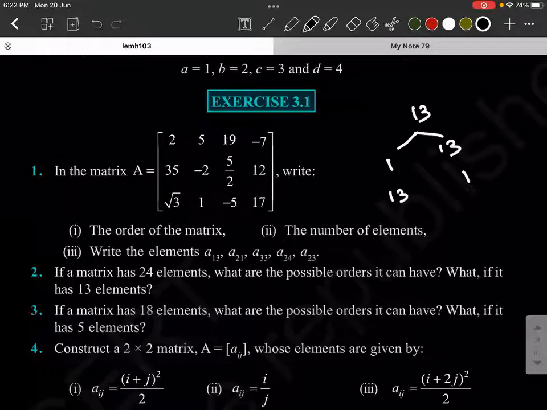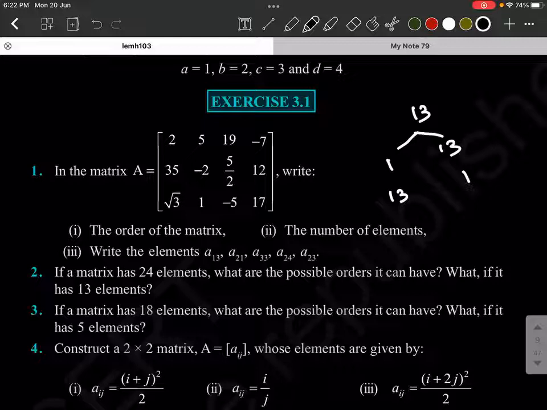Can we go a little faster? It's an easy exercise, right? The matrix has 18 elements. What are the possible orders it can have? 1 by 18 or 18 by 1, 2 by 9 or 9 by 2, 3 by 6 or 6 by 3. That's it. So it will have 6 different matrices.